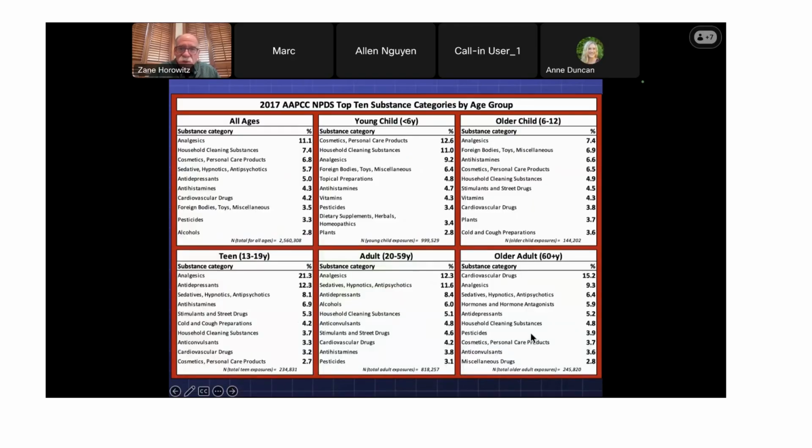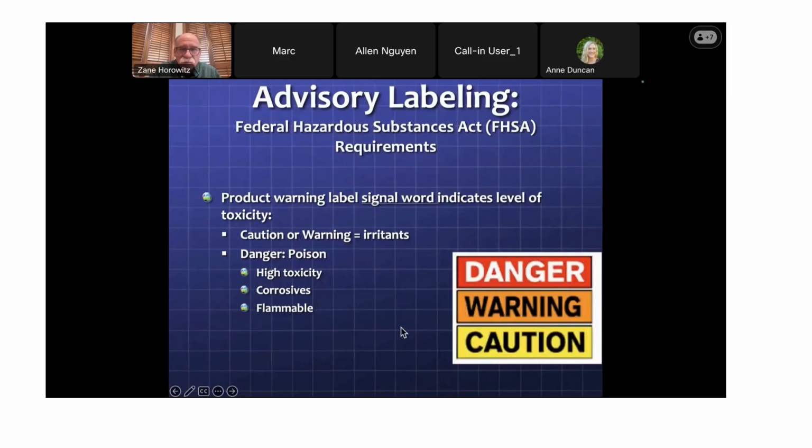Here's the breakdown. I'm not going to reread these, but you see there's a lot of household cleaning products and cosmetic products and toys and foreign bodies that sort of populate the younger children's access to things. And so that's what we're going to focus on this lecture. And I think they like asking lots of little questions about this.